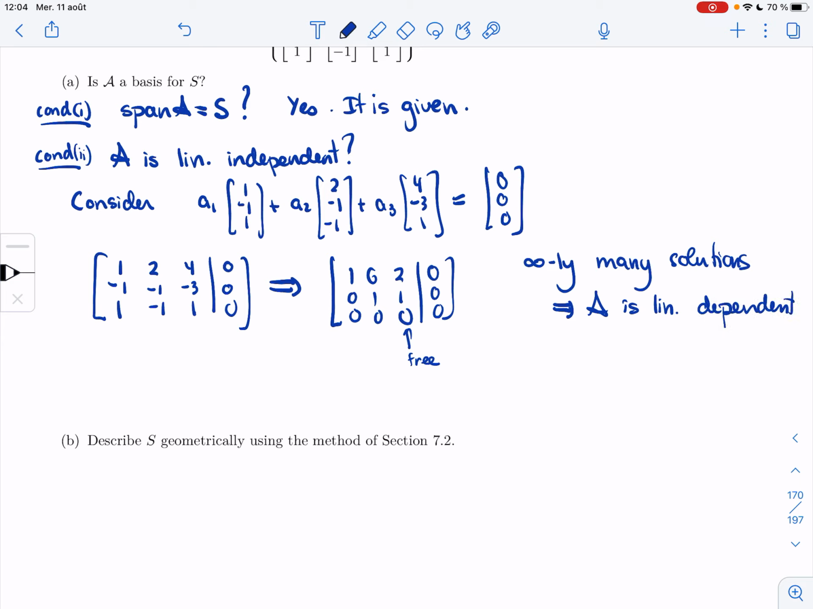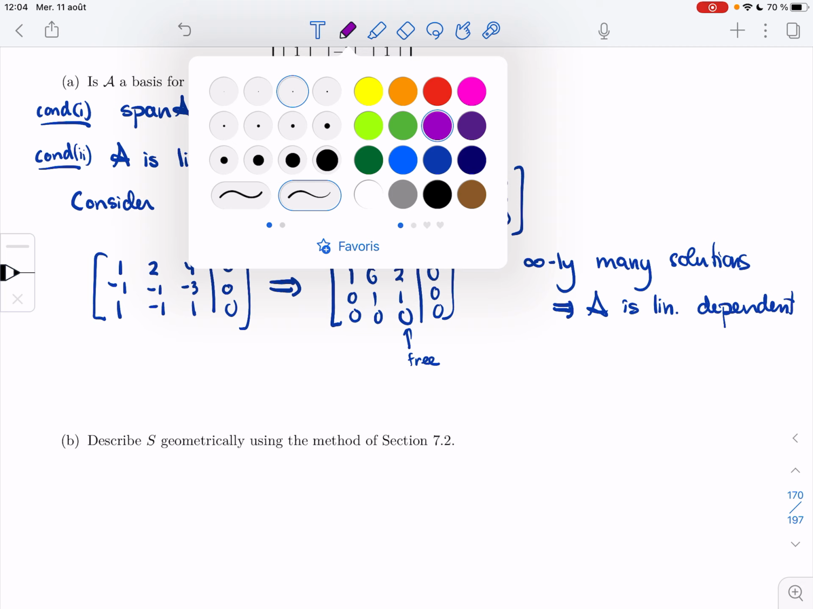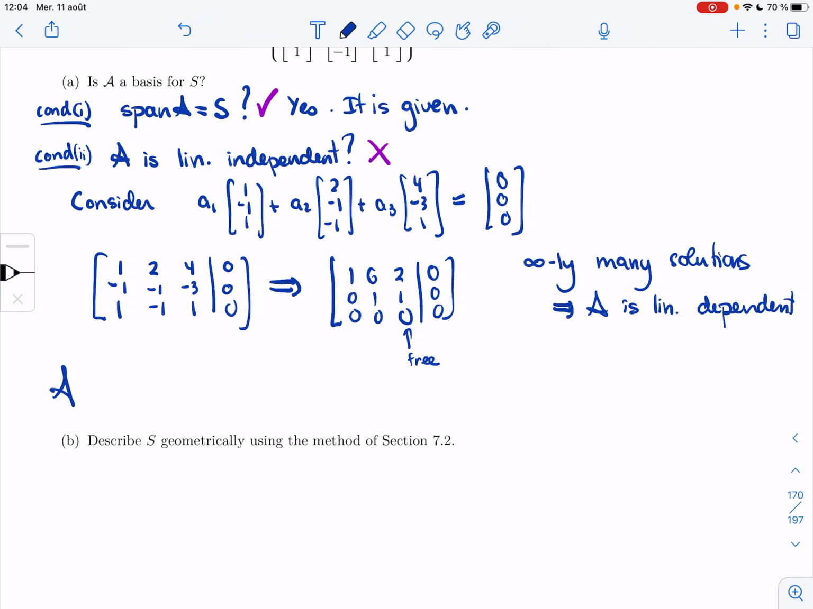And so A is not a basis. The first condition was right, second condition isn't. So A is not a basis for S.